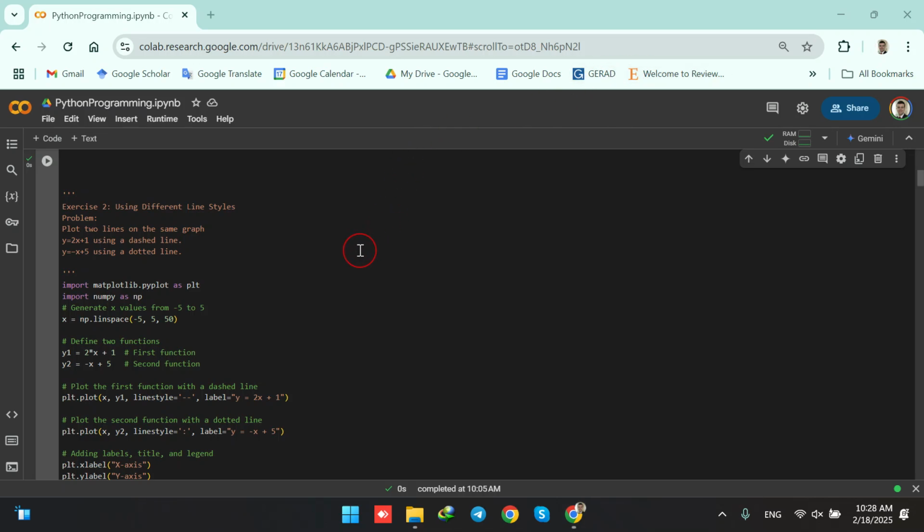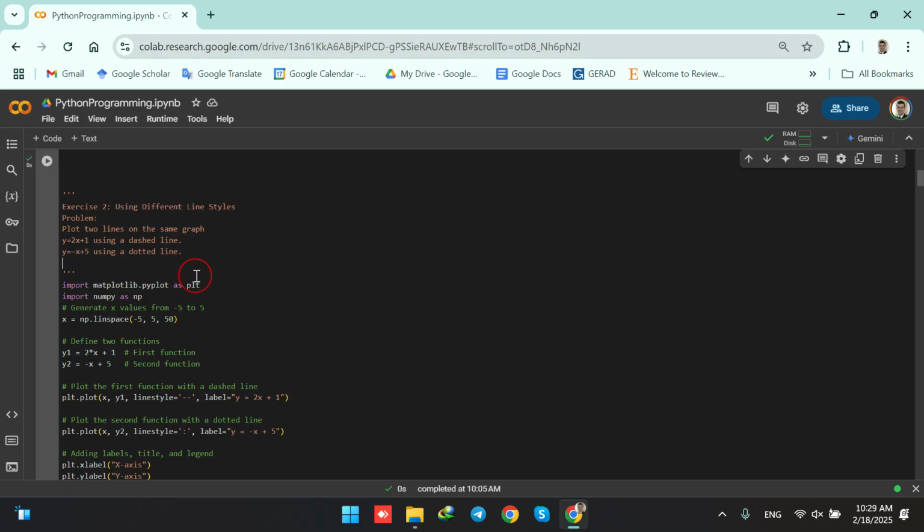Hi, welcome back. In today's video, we're going to have a coding exercise to use different line styles. We would like to plot two lines on the same graph. So here we see that this is the first function, y equals 2 multiplied by x plus 1. And then here we are having y equals minus x plus 5.